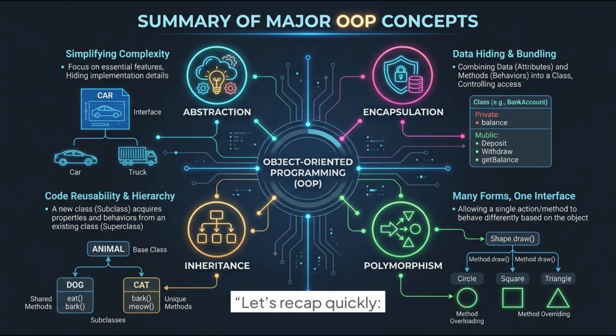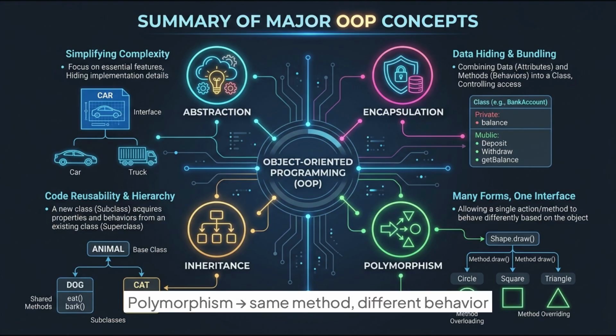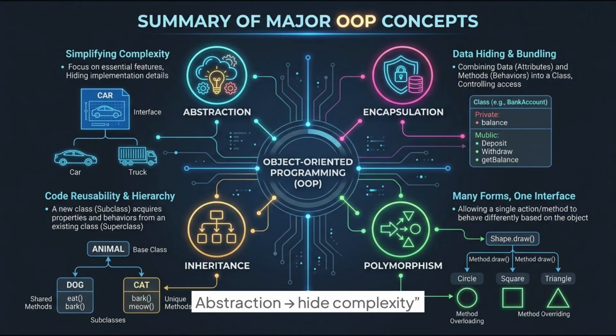Final summary. Let's recap quickly. Class: blueprint. Object: real instance. Encapsulation: data protection. Inheritance: code reuse. Polymorphism: same method, different behavior. Abstraction: hide complexity.